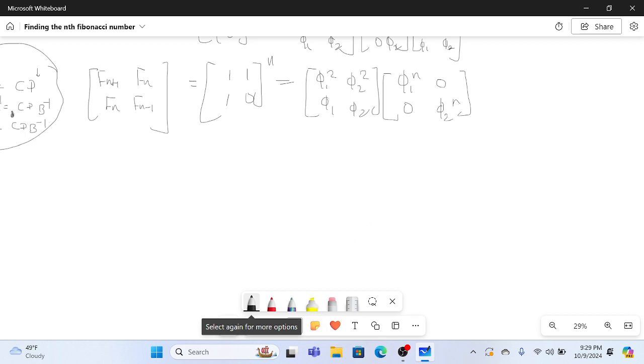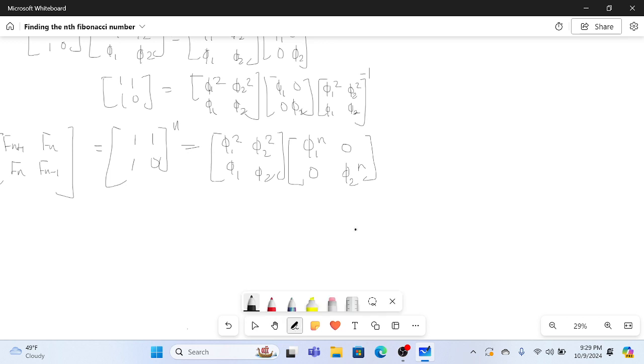Now this is just 1 by phi 1 square phi 2 minus phi 1 phi 2 square, and then this will interchange. There will be phi 2 over here, phi 1 square over here, and this will be minus phi 2 square minus phi 1, right? We can take this constant in front.